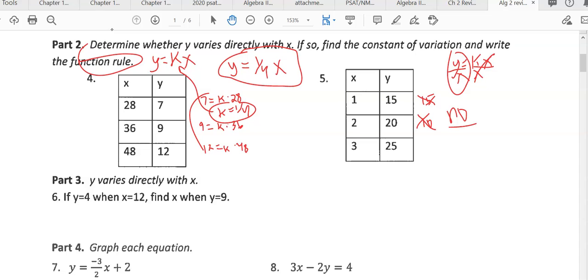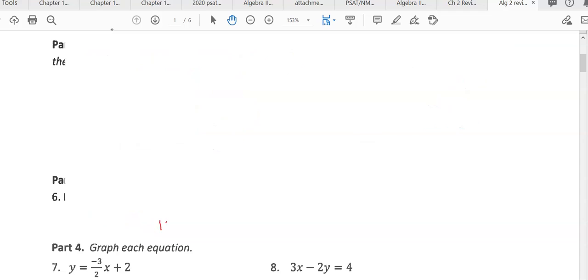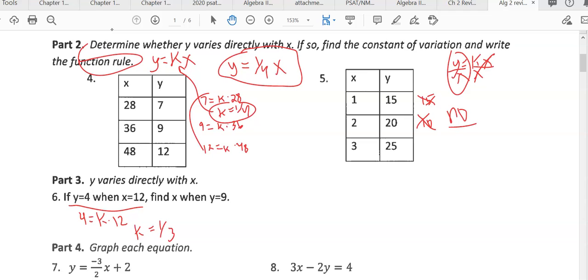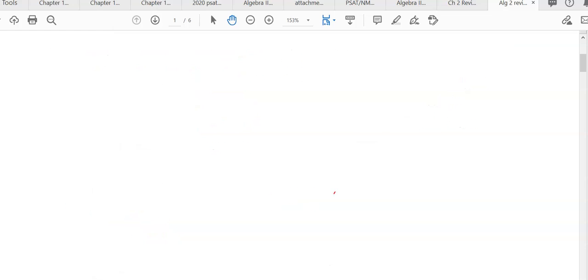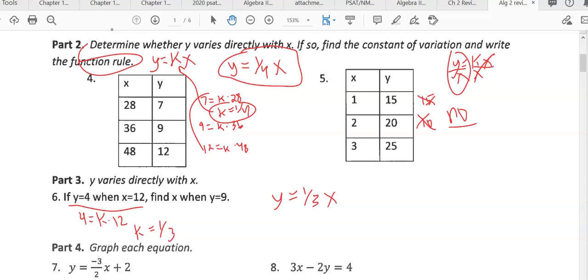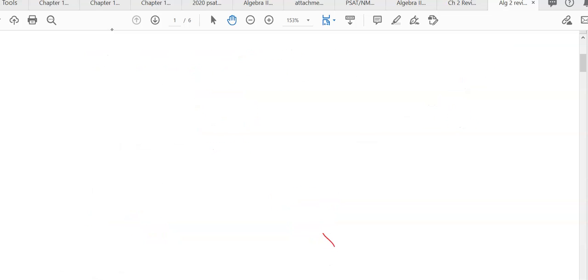Here again, I'm going to use the formula. When you see this, just plug in, right? So y equals kx, so it'd be 4 equals k times 12. Divide by 12, you get k equals 1/3. So the equation would be y equals 1/3 times x. Now find x when y equals 9. So 9 equals 1/3 x. Multiply by 3, you get 27 equals x. I think that would be your answer.